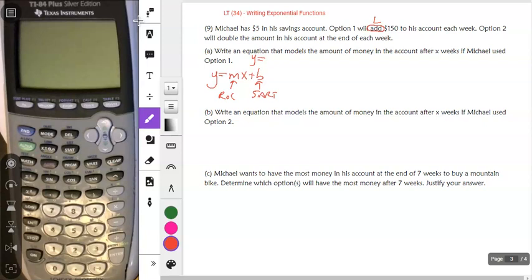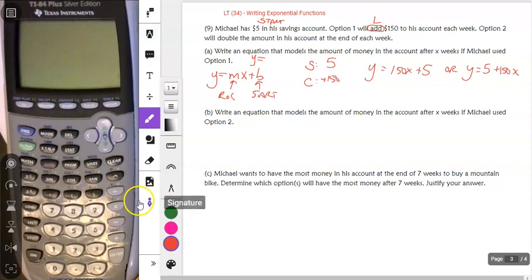So in this question, our starting amount is $5. So Michael's got $5 in the account. That's our starting amount. Our rate of change for option 1 says we're going to add 150. So our equation is going to look like y equals 150x plus 5. You are also allowed to write this: if you wanted to flip that around and have 5 at the beginning and then add 150 after that with the x at the end, you're allowed to do that. Either answer is acceptable.